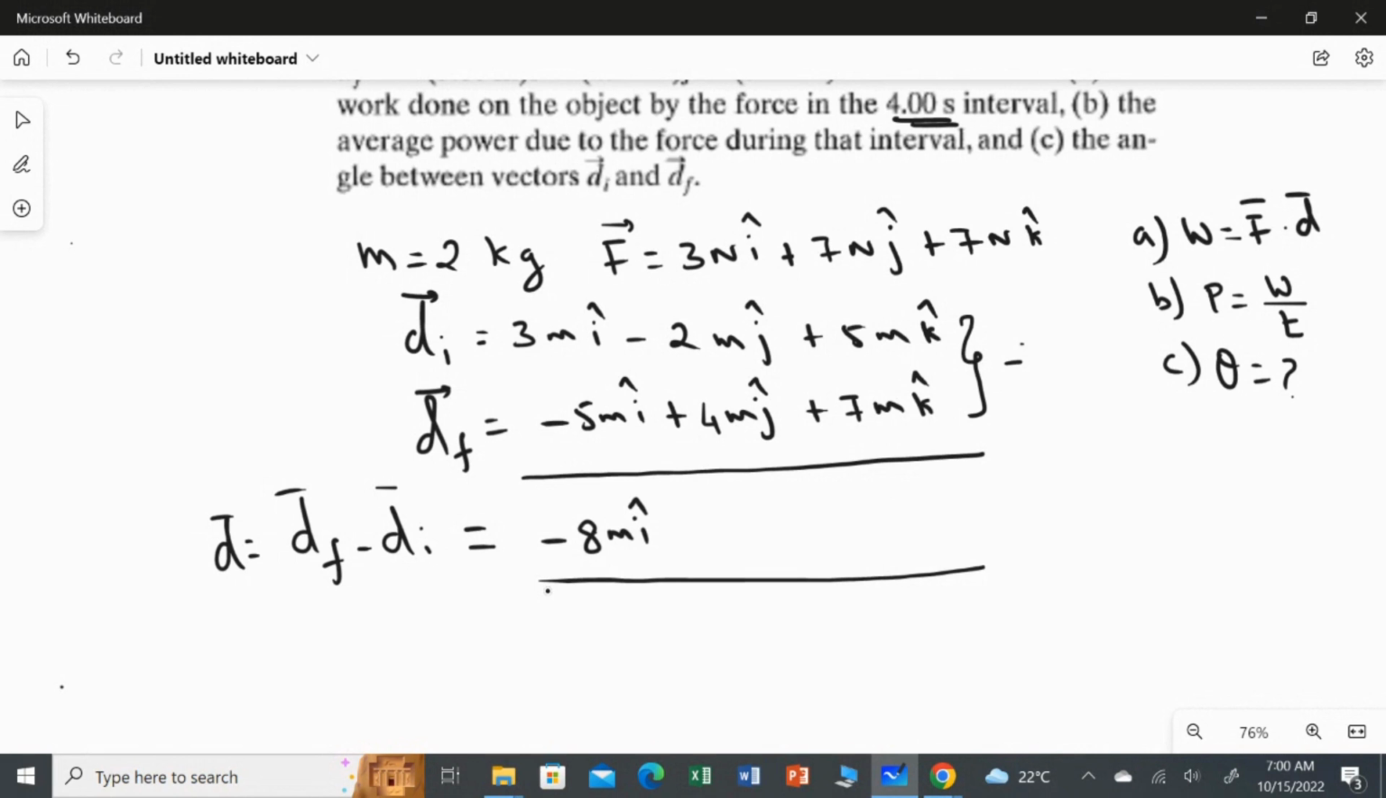And the second part, 4 minus minus of 2. That means 4 minus minus of 2 gives you plus 2, am I right? That means 4 plus 2, which gives you 6 meter j cap. And here 7 minus 5 gives the value of 2 meter k cap. So this is our displacement vector.